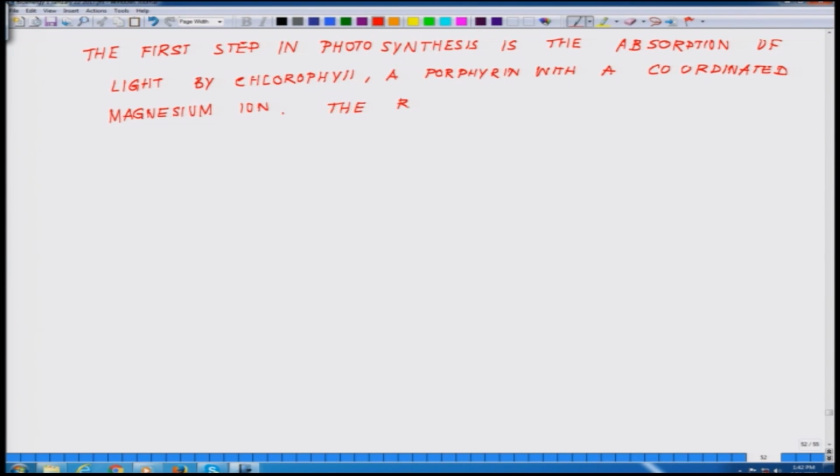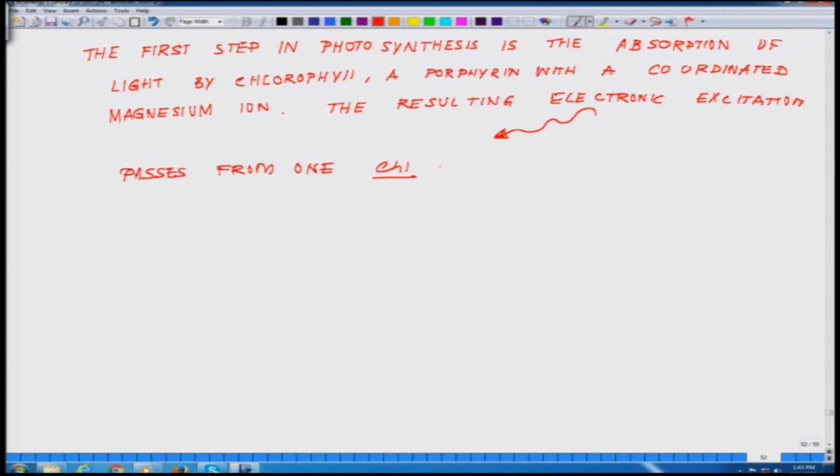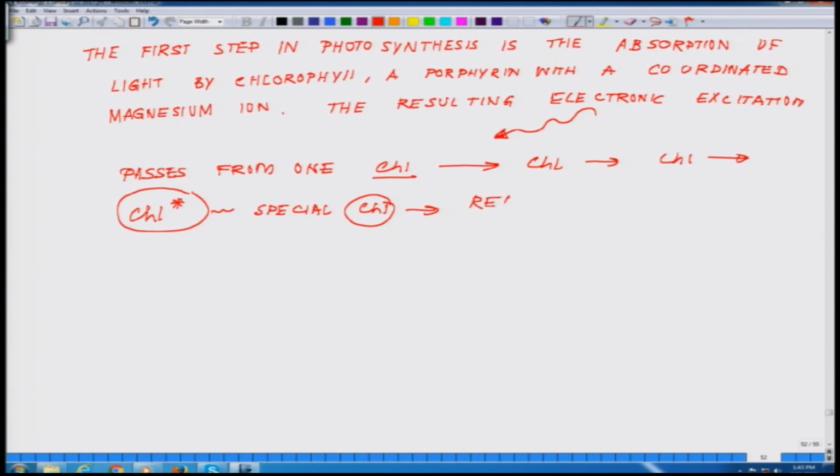The resulting electronic excitation, so essentially it is something like that, passes from one chlorophyll (CHL), I am just putting one chlorophyll molecule to another chlorophyll molecule, and so on and so forth, and eventually it reaches a chlorophyll which we call the reaction center, okay, until it reaches something. This chlorophyll is a very special chlorophyll, special CHL, which is also called the reaction center.